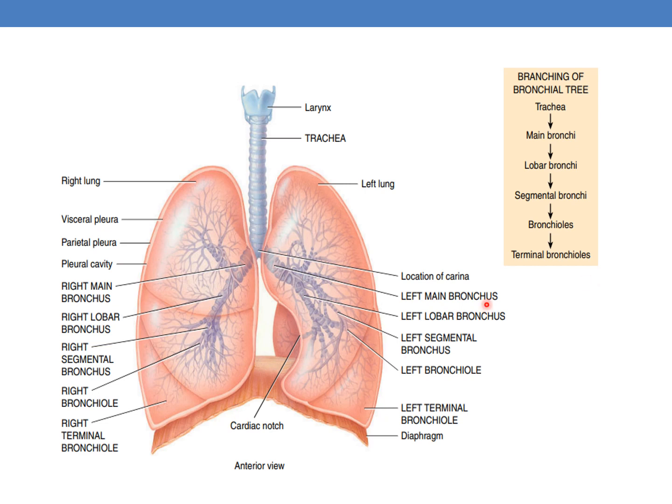Here you can see the right lung. It has 3 lobes, 1, 2, 3, and the left lung has only 2 lobes. This is the diaphragm.